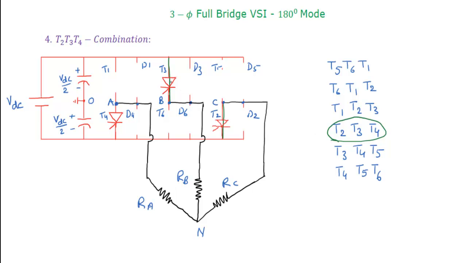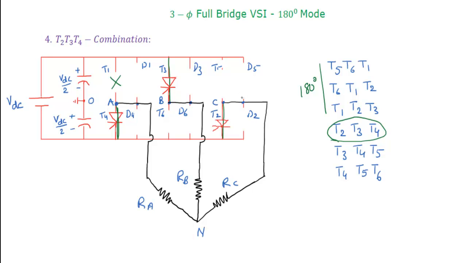Now we are having the commutation on the first leg only. That means T1 actually completed its conduction of 120 degrees by this time, and it is going to be turned off at the end of 180 degrees, and we are going to turn on the thyristor T4 from the first leg. So far phase A got the positive half cycle. Now we are going to get the negative half cycle by thyristor T4.